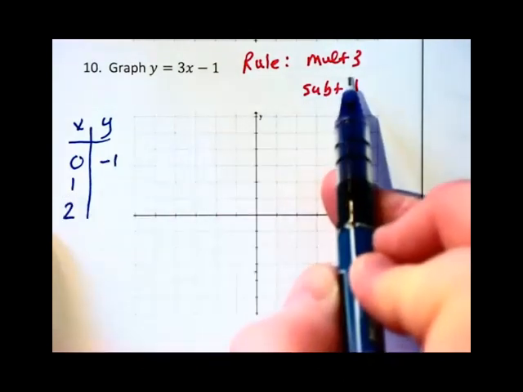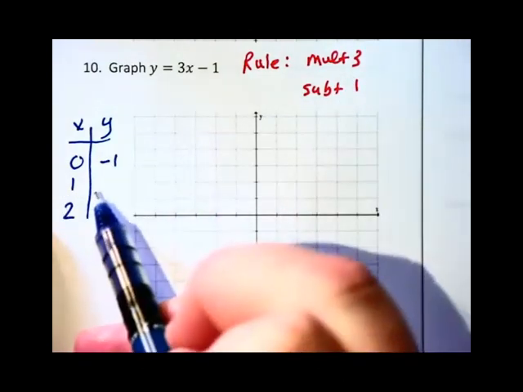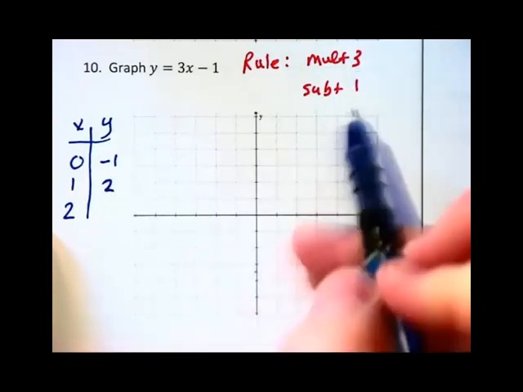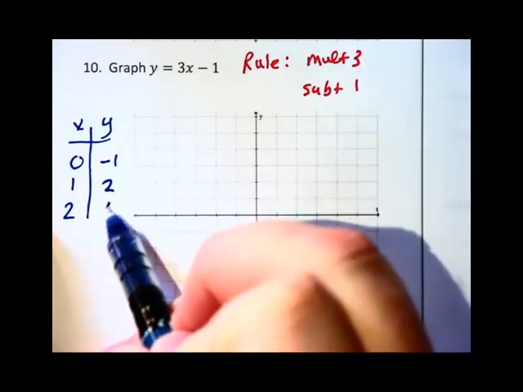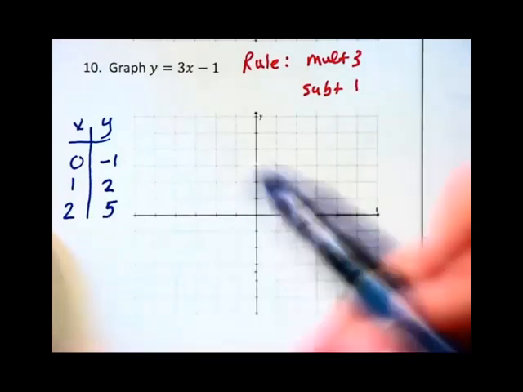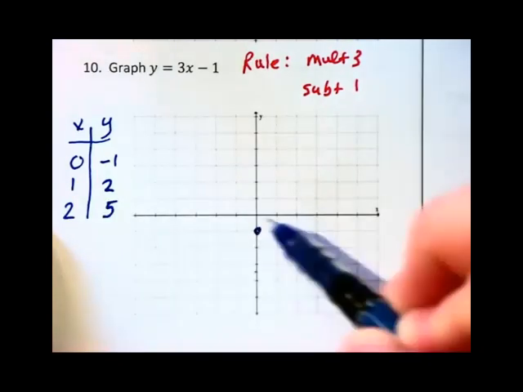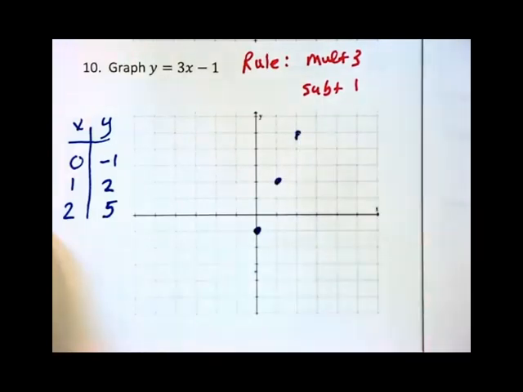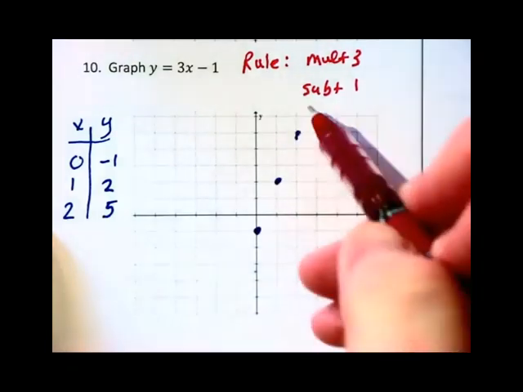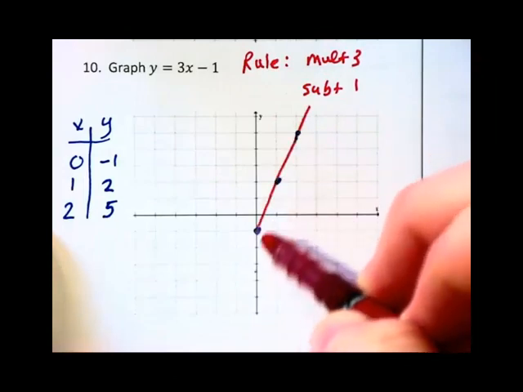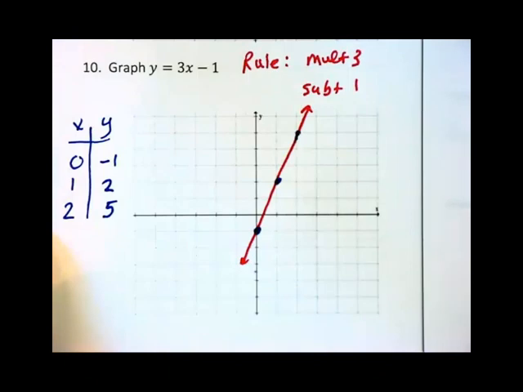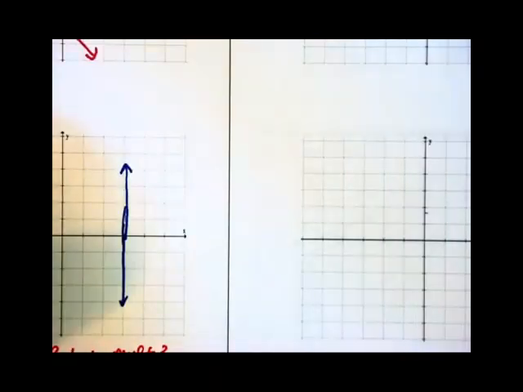1 times 3 is 3. Taking 1 away, we get 2. 2 times 3 is 6. Taking 1 away, you get 5. So (0, negative 1) is 1 unit below the origin. Over 1, up 2. Over 2, up 5. Those 3 points are all lined up with each other, which tells you you have not made any mistakes, and there you go. Okay, on the paper you've downloaded here, you have space for 3 more graphs.